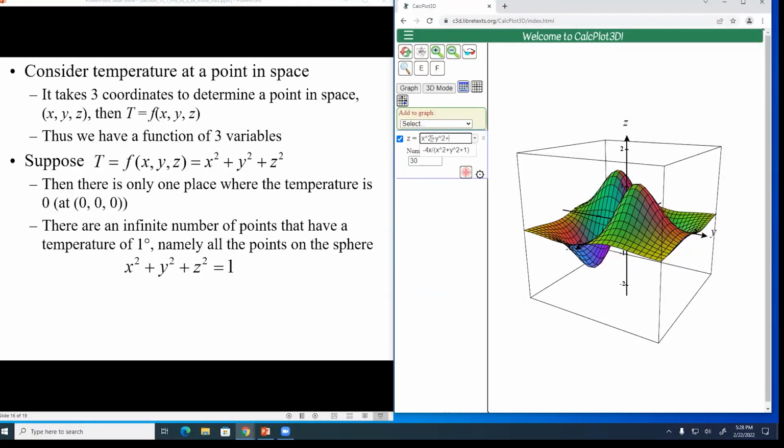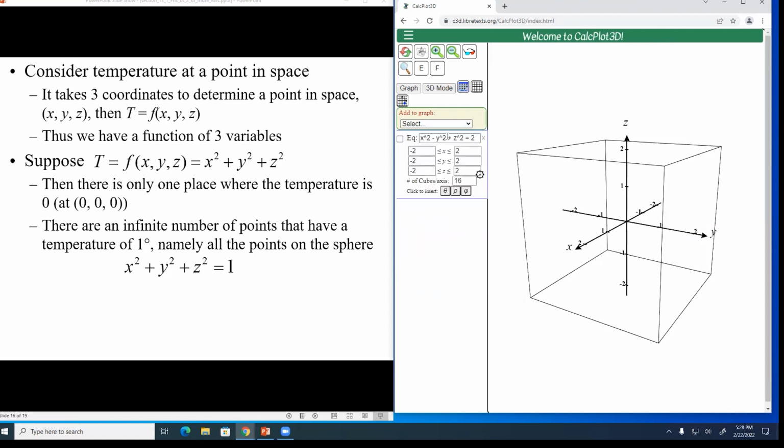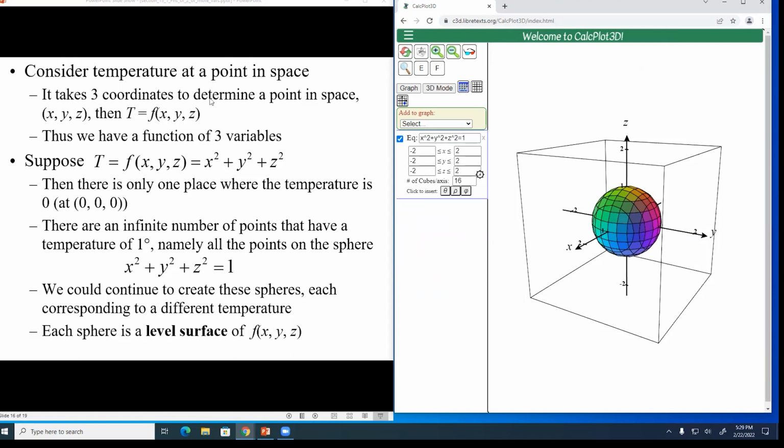But the big thing I want us all to take away from this, oh, sorry, that needed to be done implicitly. So that is a level surface of our function of 3 variables. We are not able to plot a function of 3 variables. We don't have the 4D to do it. These are what are called level surfaces.